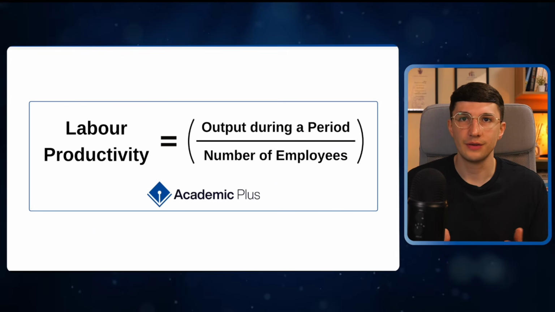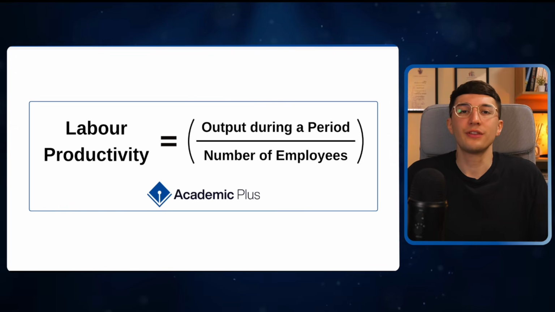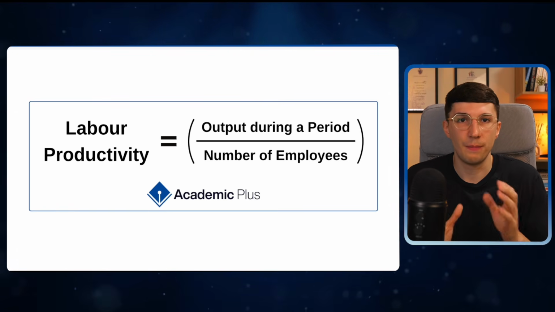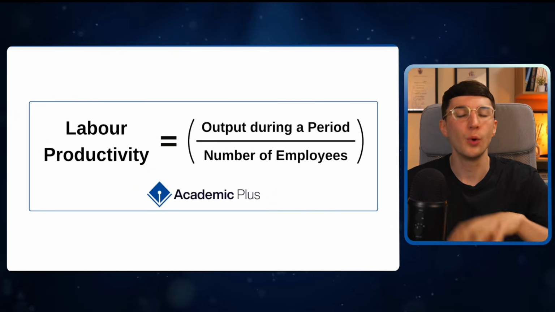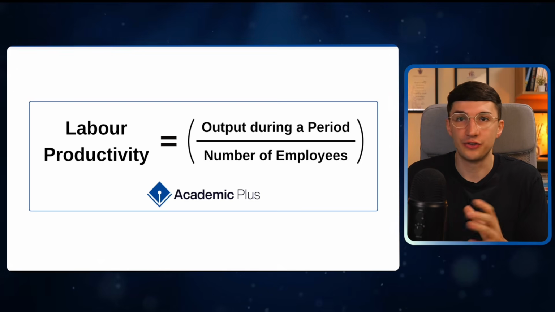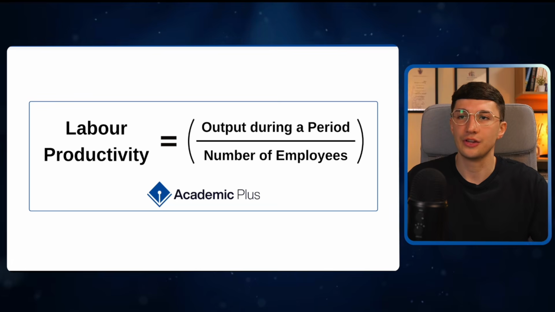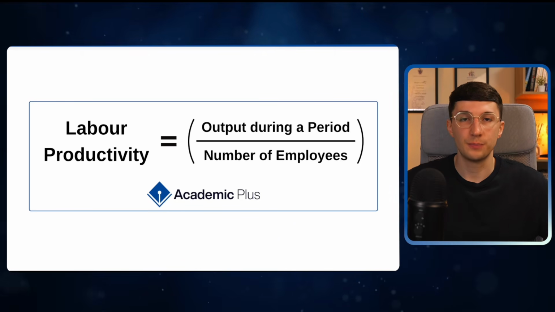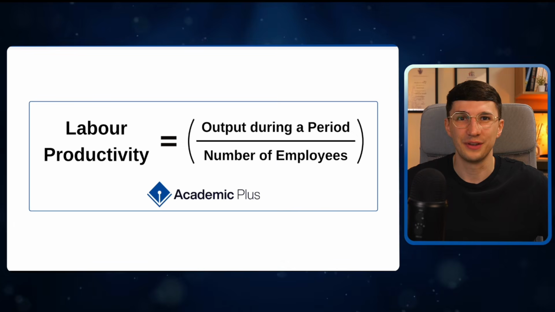We looked at productivity earlier on in Unit 4 within operations, where all productivity is the output per something. In the case of labour productivity, it's your output per worker. So essentially, on average, how many units is each employee producing? The way we calculate that, a really simple calculation, is the output during a specific period of time divided by the number of employees over that specific period of time.